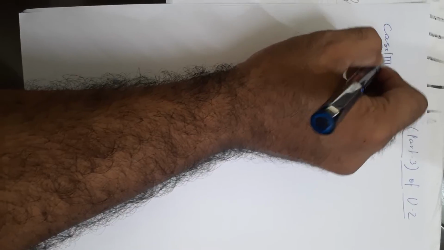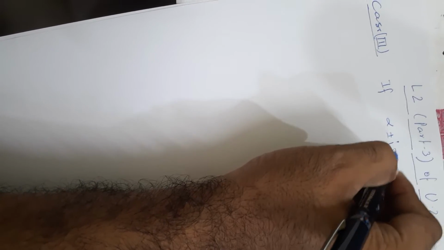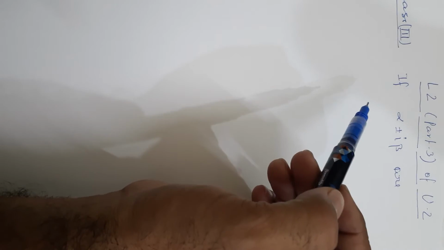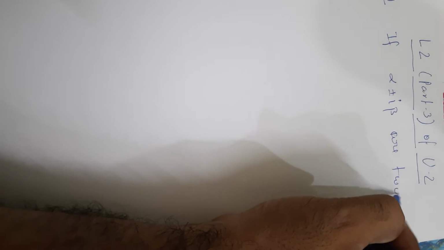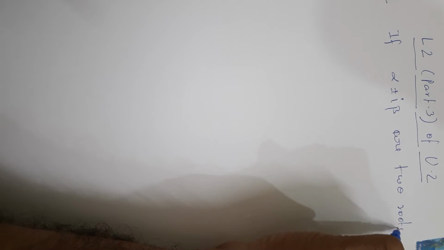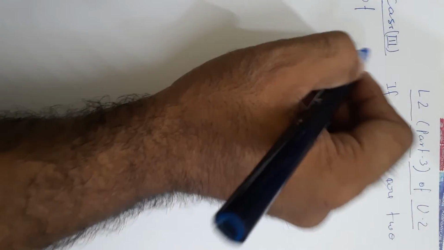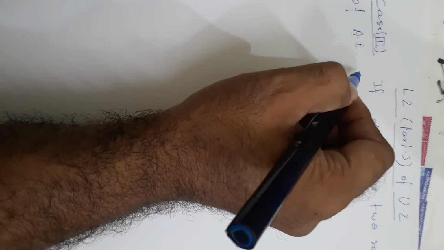Case third. If the roots are alpha plus minus i beta, here we have two roots of complex form. One is alpha plus i beta and the other is alpha minus i beta. These are the two roots of the auxiliary equation.